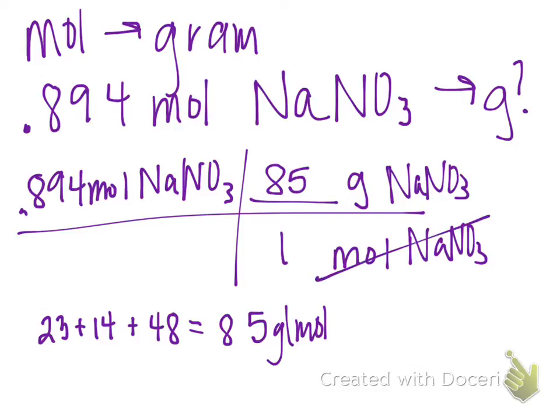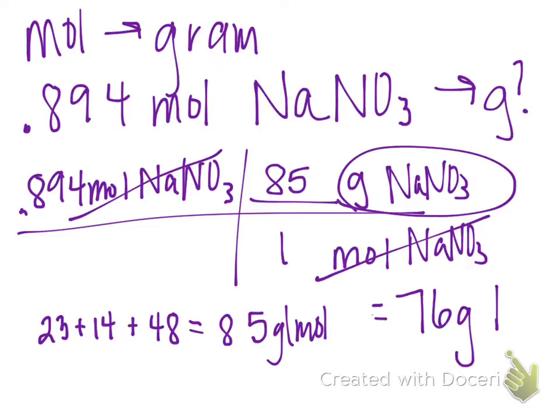Once we've got our units crossed, we're done with moles. We're left in grams of sodium nitrate. Is that what we want to be in? Yes. So what do we do from this point? Good. Multiply across the whole top, divide by the whole bottom. So 85 times 0.894 is 75.99, good. Or 76 grams.